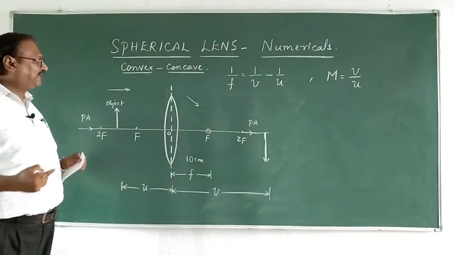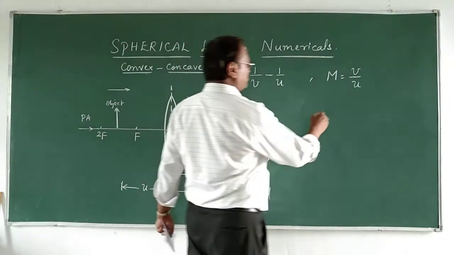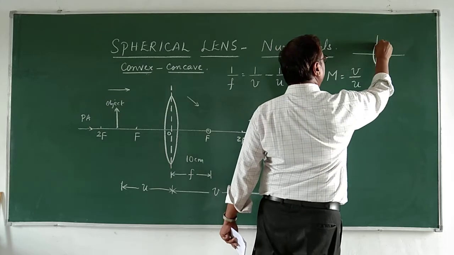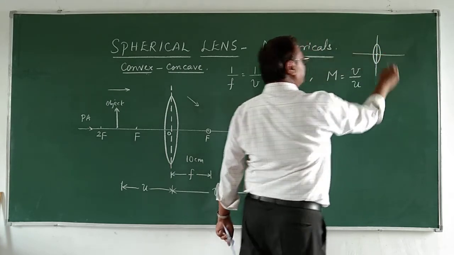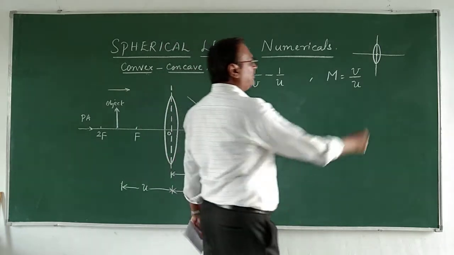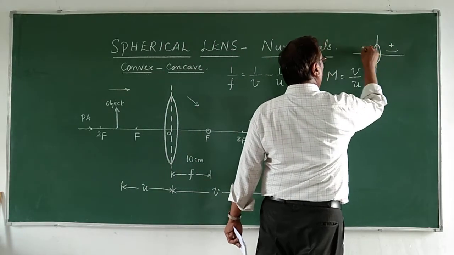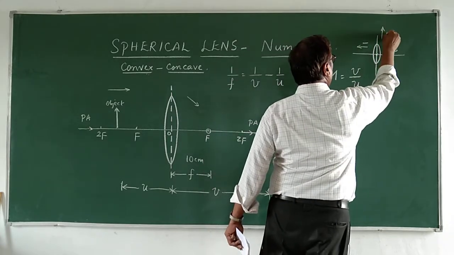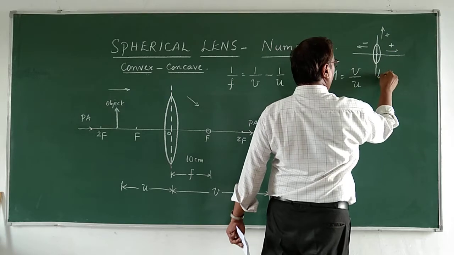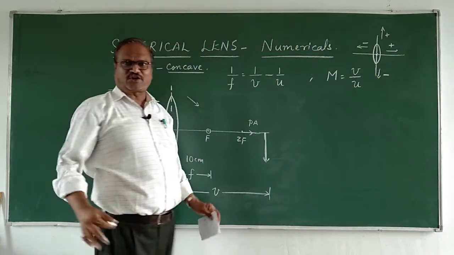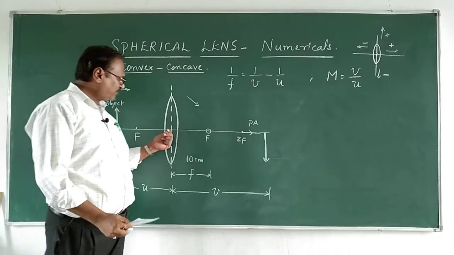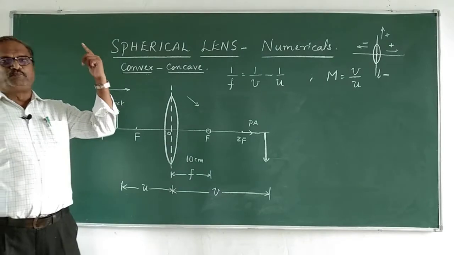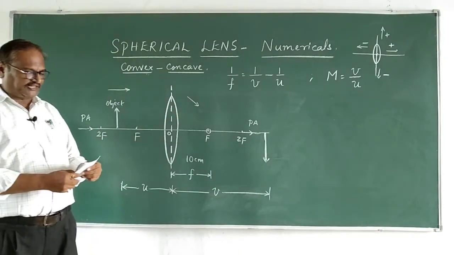Now, you have to remember again the Cartesian coordinate system. In the Cartesian coordinate system, the lens is placed like this, right? And this is the optical center. Whatever you measure to the right is positive, whatever you measure to the left is negative. Whatever you measure upward is positive, whatever you measure downward is negative. The reference point is the optical center. In the mirror, it was the pole, and we have done numericals based on that.